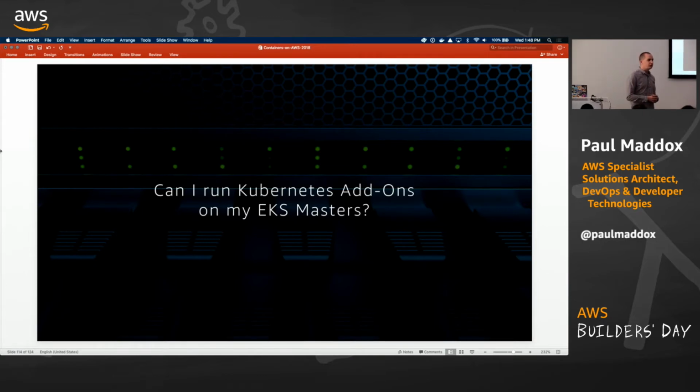Therefore, if you've got stuff that normally runs on your masters today, you'll need to run those containers on your worker nodes. We are looking into ways of adding add-ons as a managed option, so you could tick a box and say, yeah, I want Prometheus installed as an add-on on my cluster, but that's something that's still being decided on and worked out.